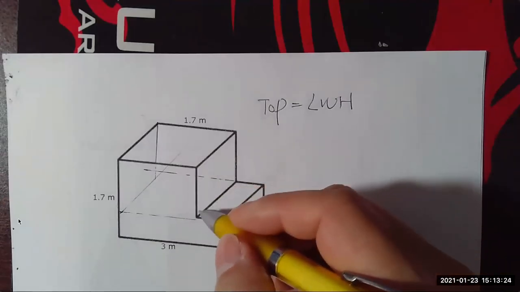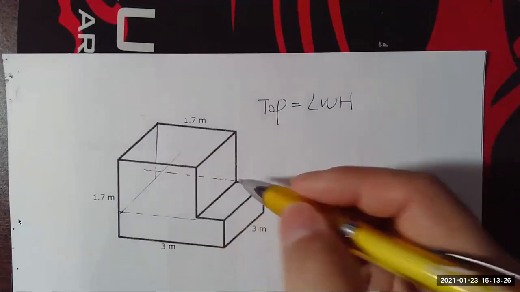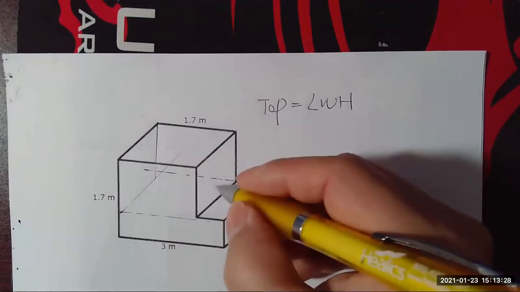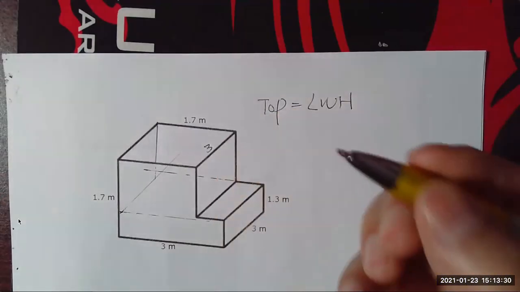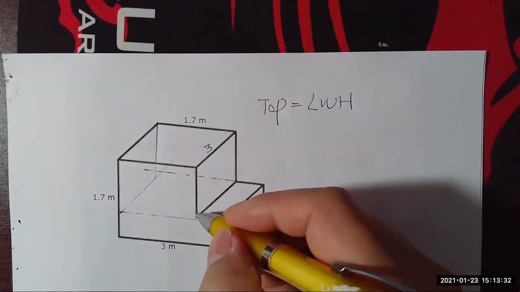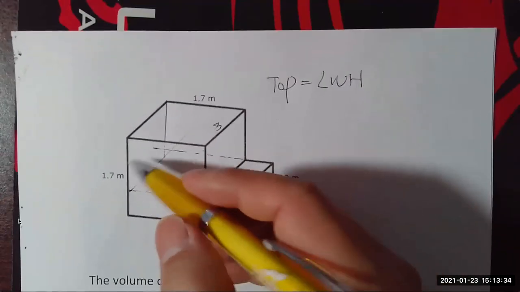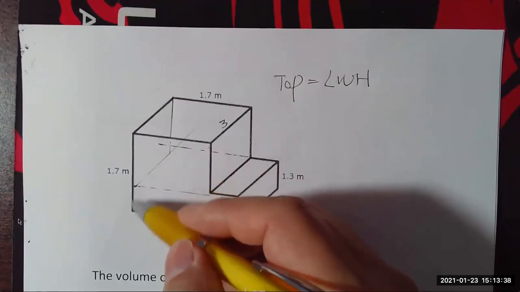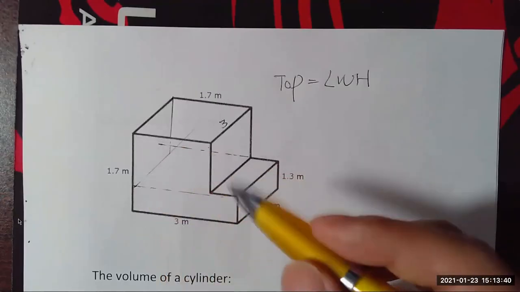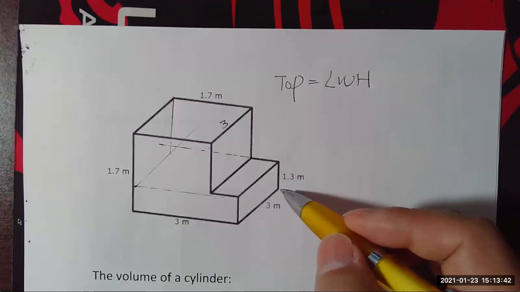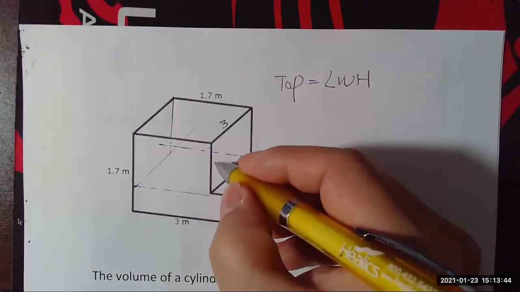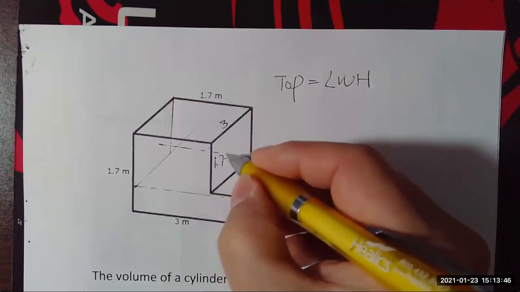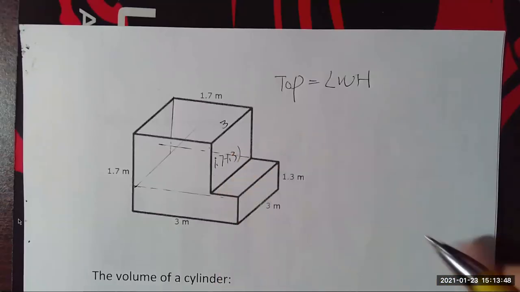Width, this is width. That's the same as this. So width is 3. How about height? Height is from here to here. This 1.7 given is from here to here. So we need to use this whole thing, subtract this portion to get the height. And this portion is given 1.3. So the height here is 1.7 minus 1.3 is 0.4.